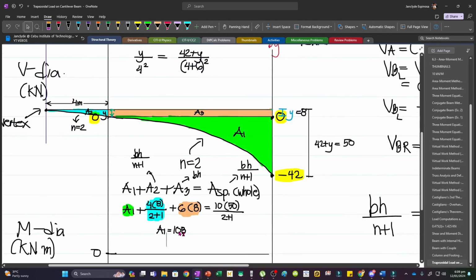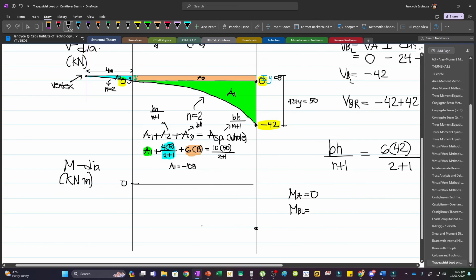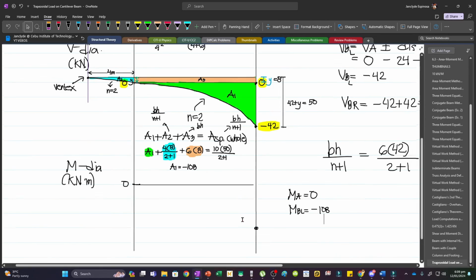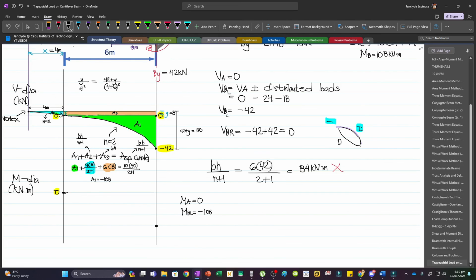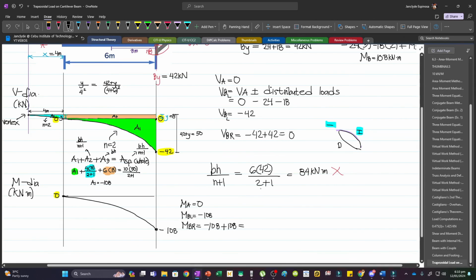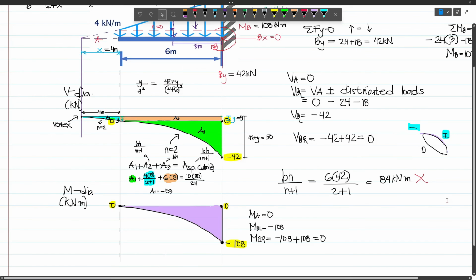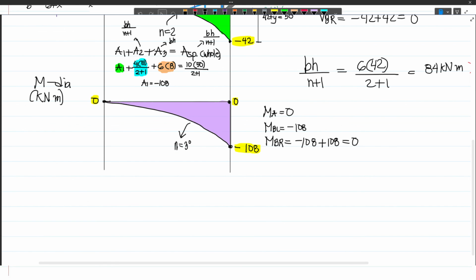And then the sign of this will be negative, because area 1 is below the 0 line. And so our MA will be 0, and then our MBL will be negative 108. And then our connecting line will still be this one, because this is negative and then increasing. And so this is our curve. And then this is negative 108. And then our MBR will just be negative 108 and then plus the reactive moment, because this is just clockwise. So plus 108, this will give us 0. And so we go up here. And so now, we already have our diagram. By the way, the degree of the curve in this moment diagram will be 3.